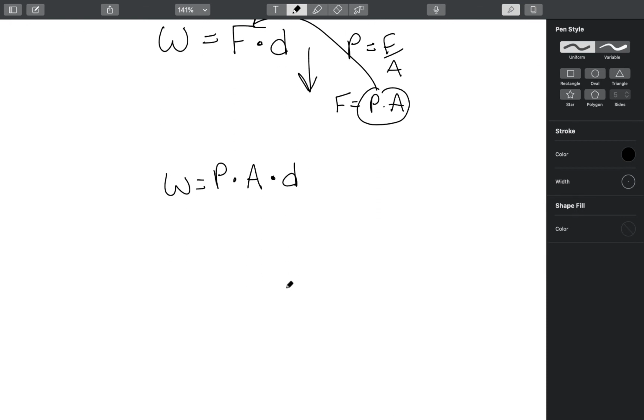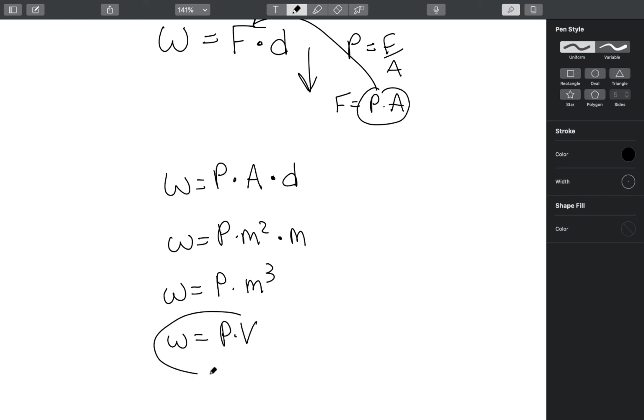Now these two terms, the area and the displacement, are units of length. So area is meters squared and D, or distance, is meters. When we combine these two together, you get meters cubed, giving us work is equal to P times V. So this is a little derivation just to understand where the P times V comes from.